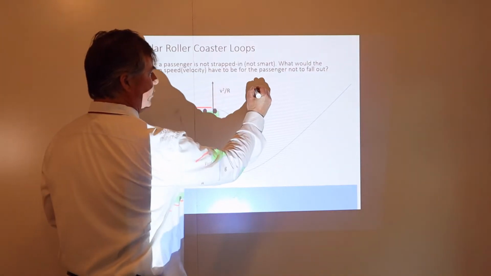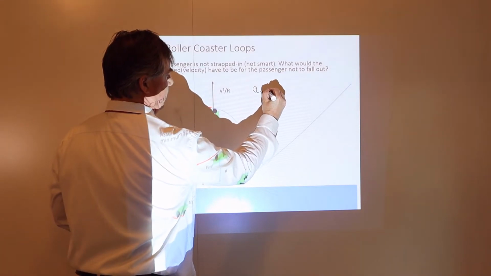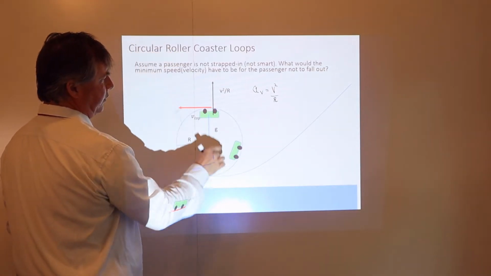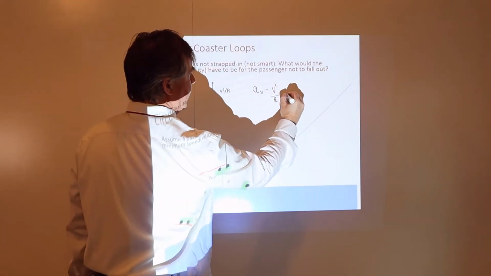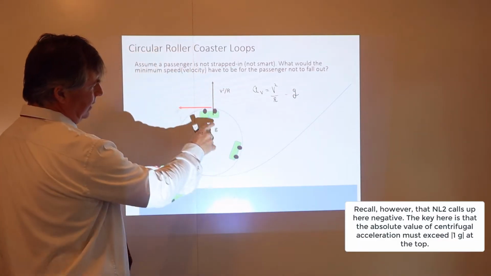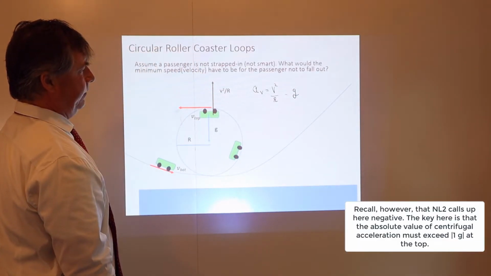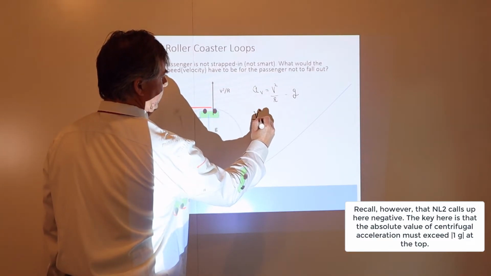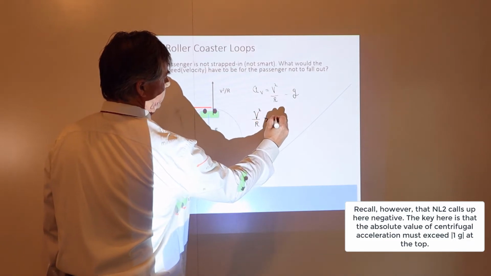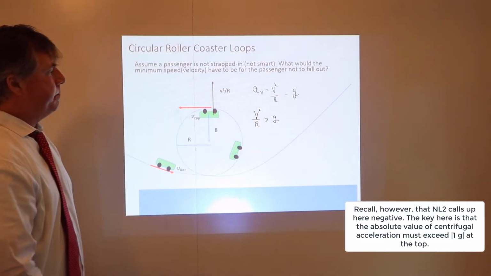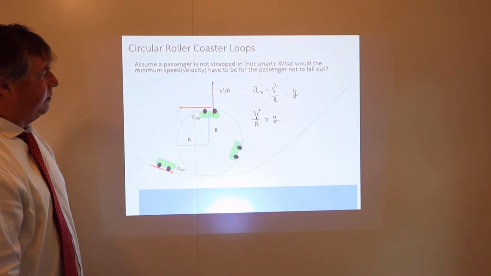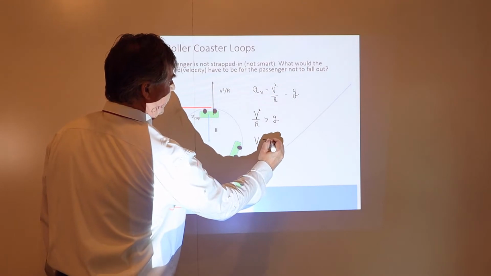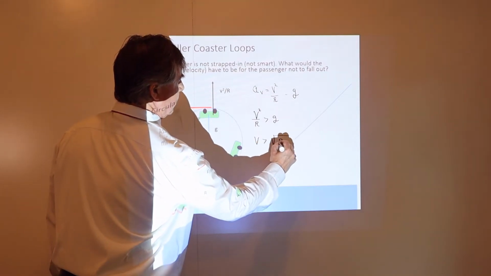Okay, so we're back to the vertical G equation. At the top here, centrifugal is going this way, gravity is going this way, so minus g cosine of the angle. The angle there is 0, so it's just g. So you need v squared over R to be greater than g. So given the radius of the turn, you simply solve: v is greater than the square root of g times R.